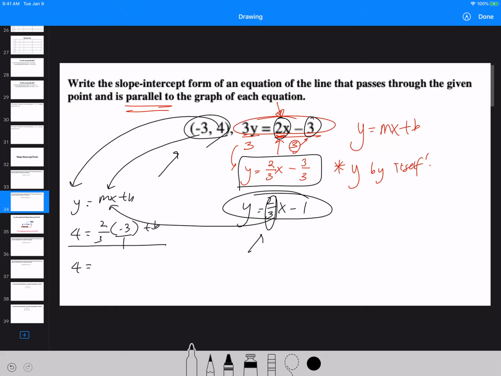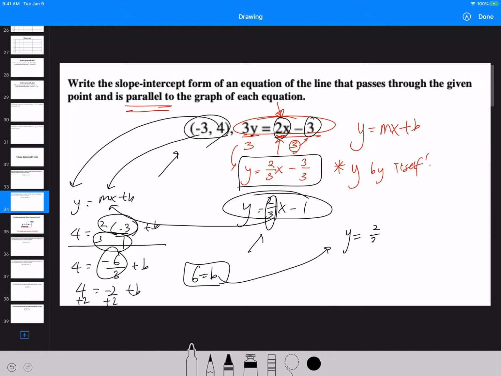4 is equal to, remember when you're multiplying fractions together, you multiply the top and the bottom. Negative 6 divided by 3, plus b. 4 equals negative 2 plus b, because 6 divided by 3 is 2, but don't forget your negative sign. Then you add 2 on both sides of the equation, and b simply becomes 6. My final equation: y is equal to 2/3 x plus 6. The slope must be the same.